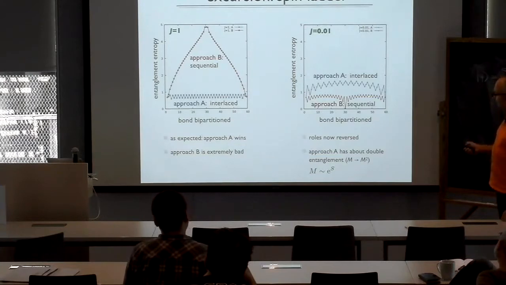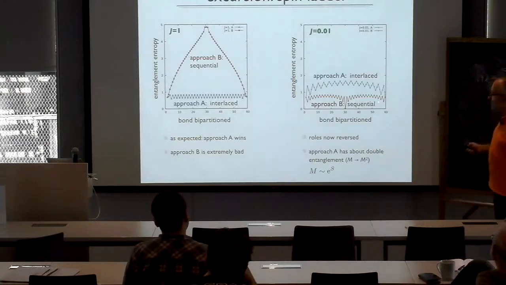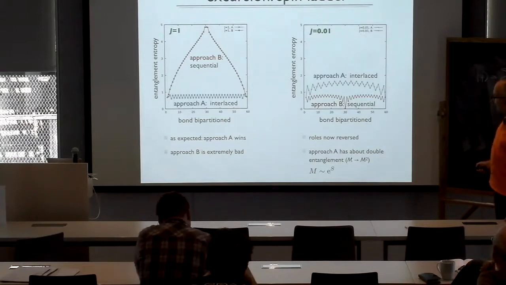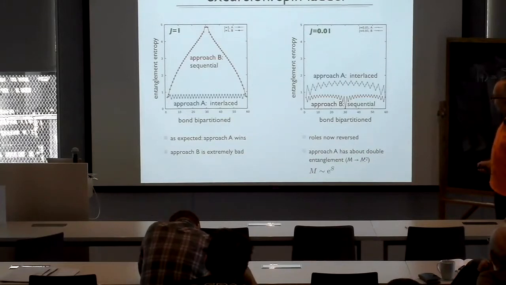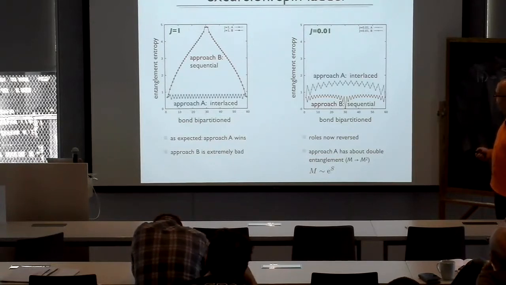Now the sequential approach, where you put one chain behind the other, is much better than this interlaced approach. And it's actually about a factor of 2 in between, if you look more closely, which means, because of this exponential link, that the dimension of your matrix product state should be squared in this sort of reverse approach, which is this interlaced approach.